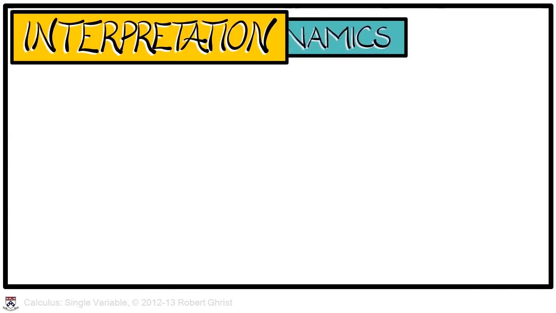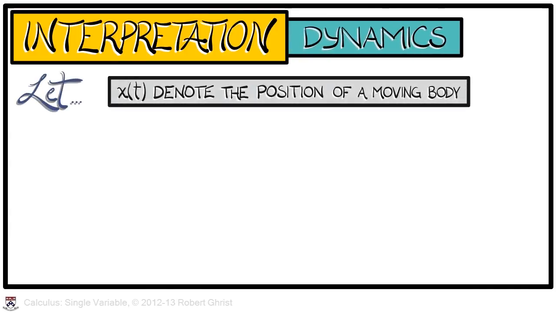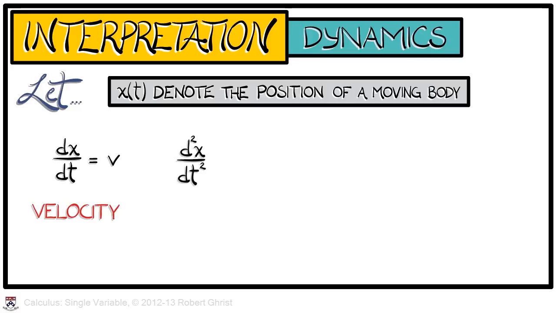Where are these higher derivatives to be found? How do we interpret them? One good example comes from dynamics. If x, as a function of time t, denotes the position of a moving body, then one interpretation for the first derivative is as velocity, as I'm sure you've seen before in your introductory physics. You may also know that the second derivative of position is, indeed, acceleration. It is the rate of change of velocity.